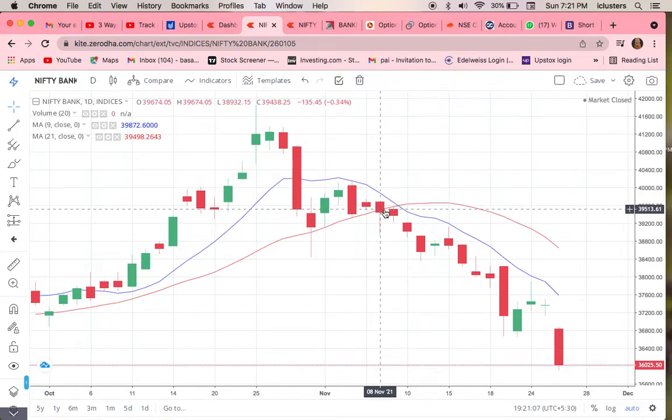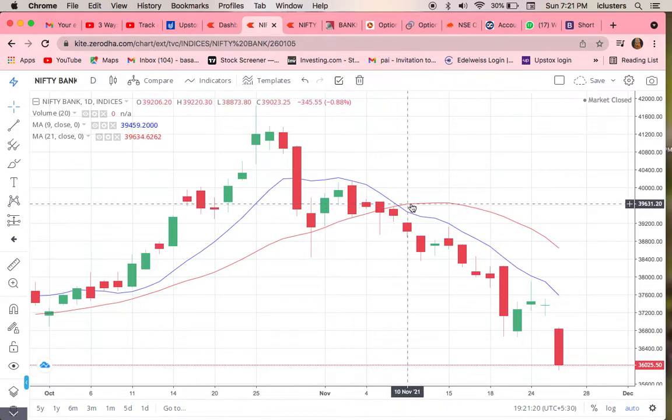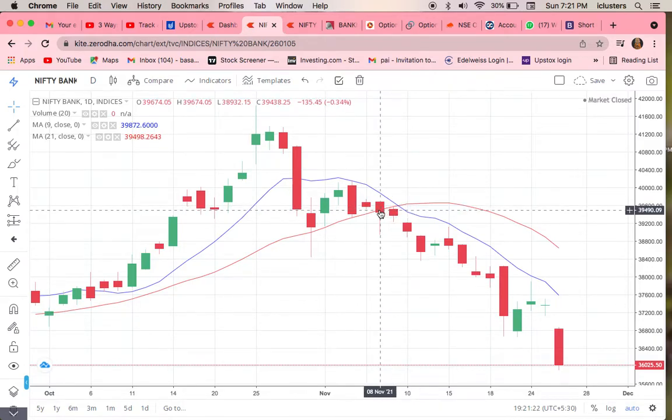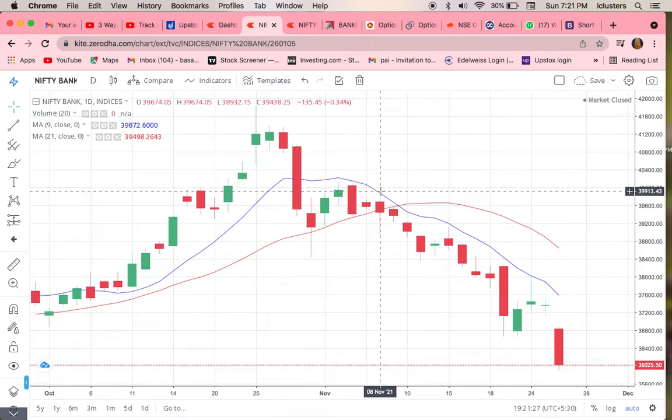Once the price has fallen and started creating red candles below the 21 days moving average, we will take the sell entry. But once we take the sell entry, what is the stop loss? We want to put the stop loss at the 9 days moving average, because the 9 days moving average is above the 21 days moving average. See, above this candle wick, because of the moving average above, we want to put the stop loss here, at exactly 39,948.